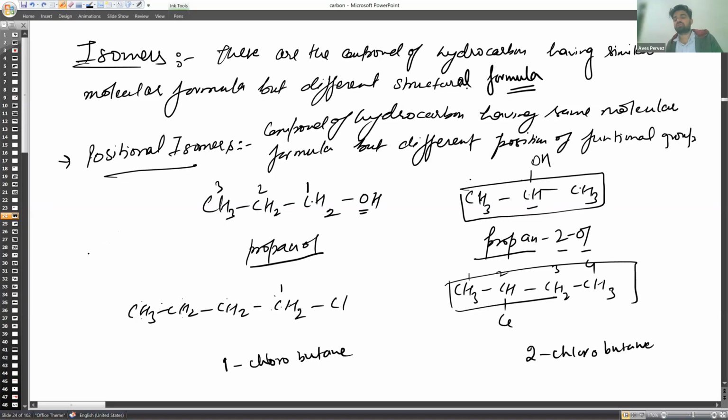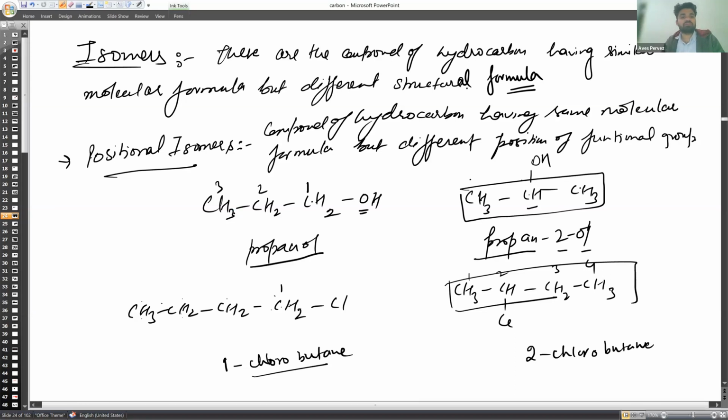Same thing here: if the position is not given, it is understandable that it is at the first position. If it is at the second position, then we have to mention the position of the functional group. So its name is prop for 3 carbon, an carbon-carbon single bond, and 2-ol means the alcohol functional group is present at the second carbon. Similarly, this one is 1-chlorobutane and this one is 2-chlorobutane. So in these, the functional group has different positions.